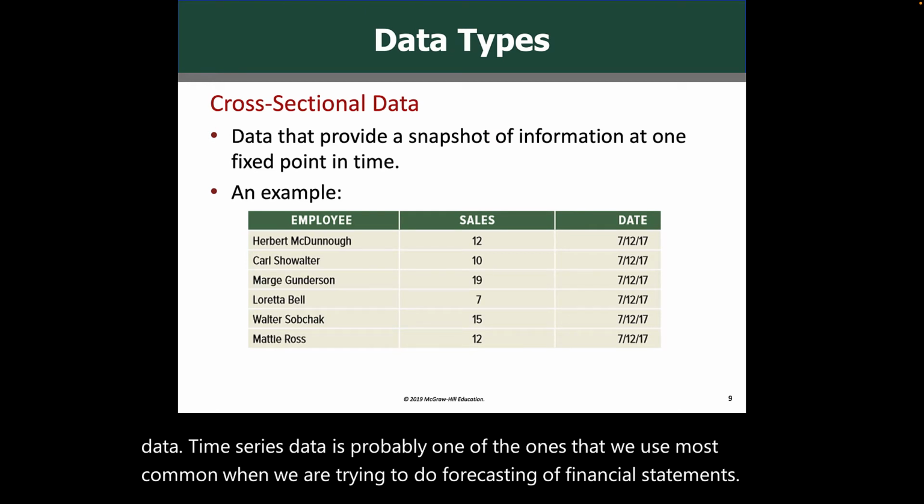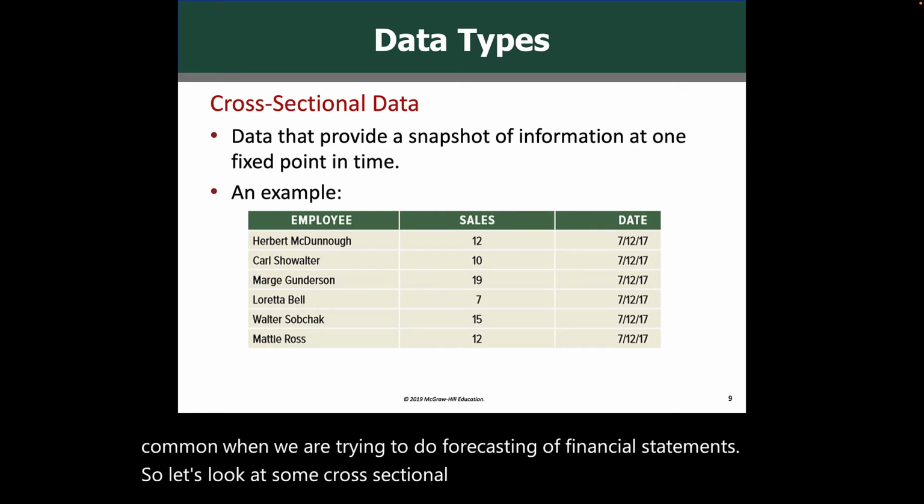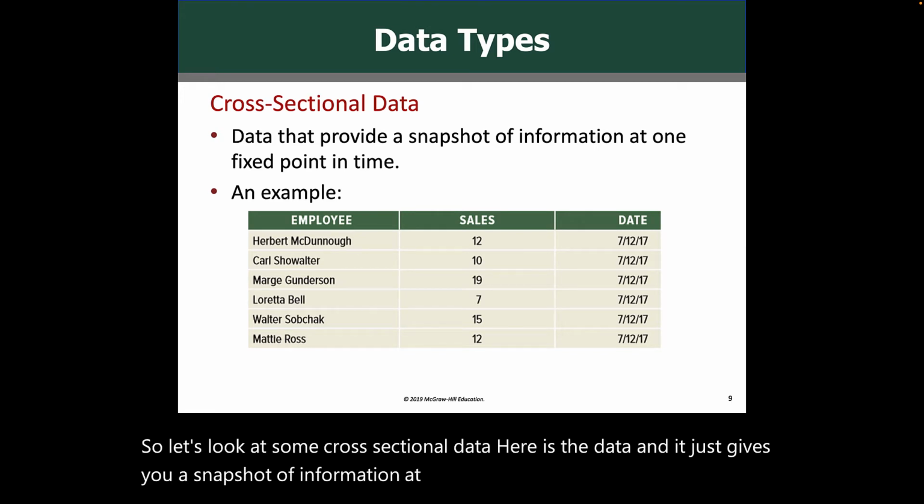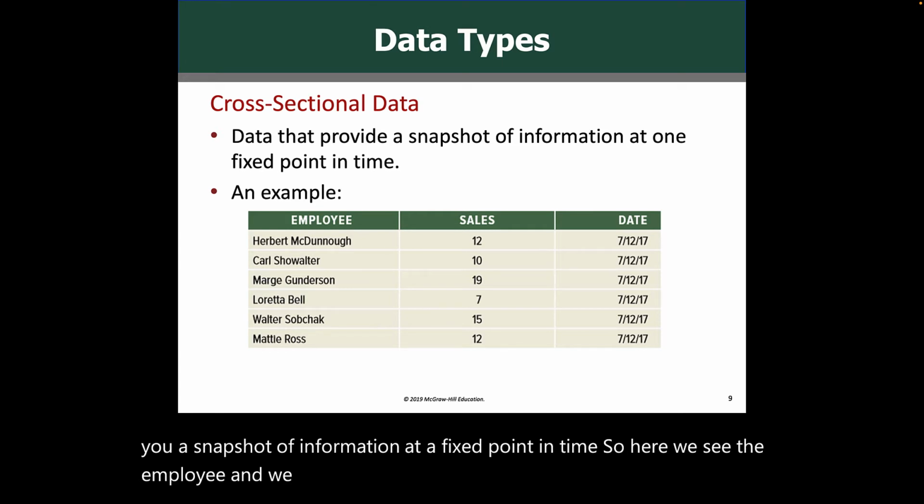So let's look at some cross-sectional data. Here is the data, and it just gives you a snapshot of information at a fixed point in time. So here we see the employee, and we see dates, and we see sales numbers.